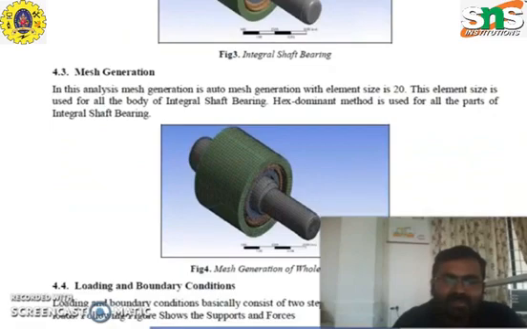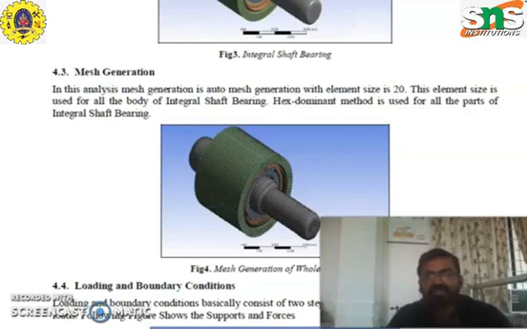After completion of the design process, the CAD design is imported to the ANSYS software. The first step of finite element analysis is discretization, or meshing. Discretization means you have to divide the structure or product into a convenient number of elements, which is called discretization or meshing. In this analysis, mesh generation is automatic. The element size is 20. We have to mesh this integral shaft bearing.